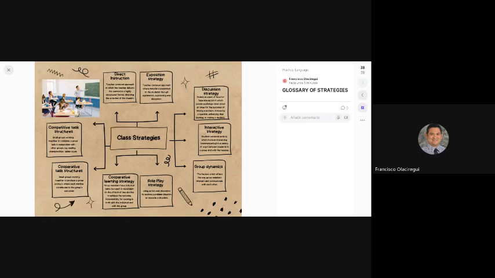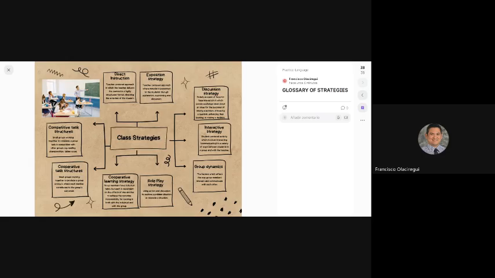In the cooperative task structures, we have small groups working together to produce a group product where each member contributes to the group's outcomes. So, almost like the one before, but in this one, the small groups work together to have a whole group outcome.